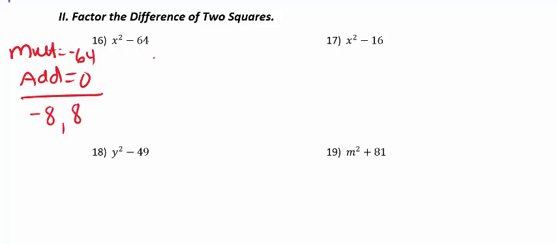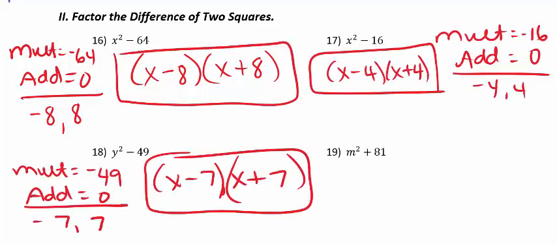So we can rewrite this with two sets of parentheses. X times x is x squared. Negative 8 times positive 8 gives us a negative 64, and then negative 8 plus 8 gives us 0, which is our middle term. So go ahead now and factor the difference of squares in number 17 and 18. And then pause the video and come back and check your answers. Here are the answers to number 17 and 18.